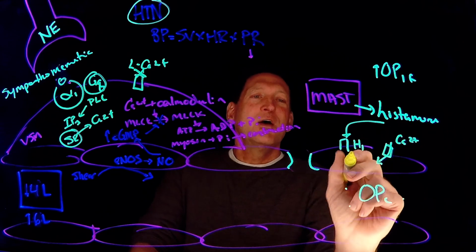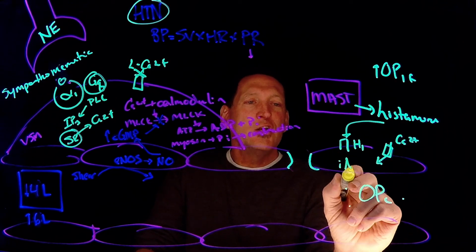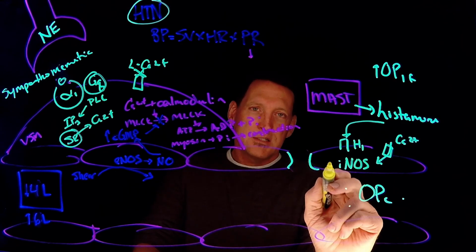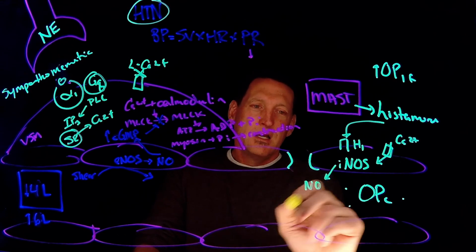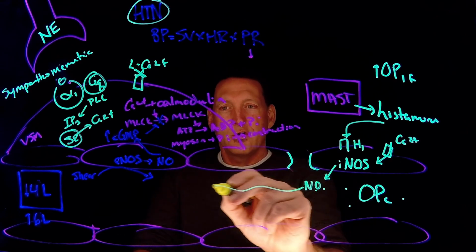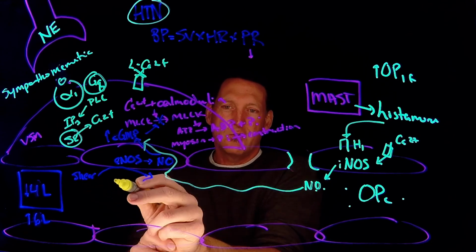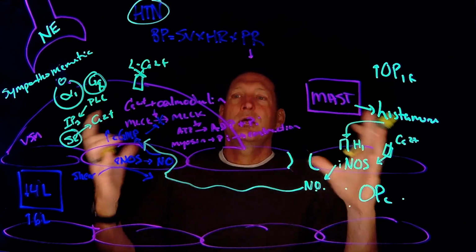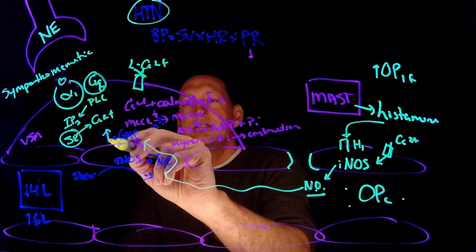One last thing, when calcium comes in, what calcium does is it also activates inducible nitric oxide synthase. Inducible nitric oxide synthase will actually produce nitric oxide. And so nitric oxide diffuses over here into the cell, and just like the eNOS that's produced because of the shear force of blood, inducible nitric oxide synthase will really increase the production of nitric oxide. So now I'm increasing my cyclic GMP.